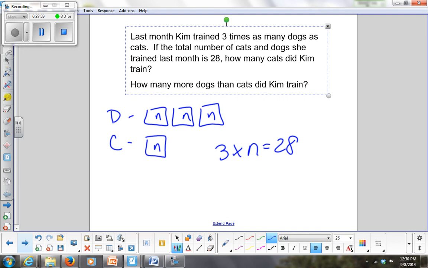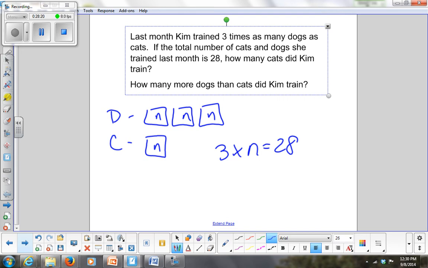That will tell me how many dogs. But something. You don't know what that is. Right, but if I did 3 times n, it would give me 28 dogs. Is that correct? Something's incorrect. Too late, Malia.